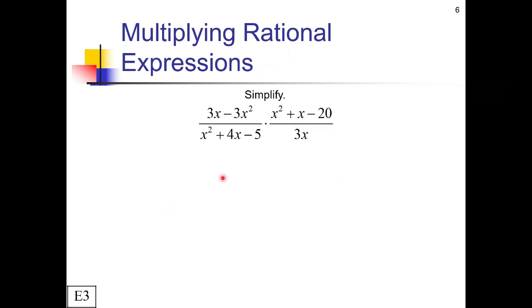So here's another example to give you a little more practice with multiplying rational expressions. Pause the video and try this one out, and you might need a little bit of factoring on this one. The last one we didn't.